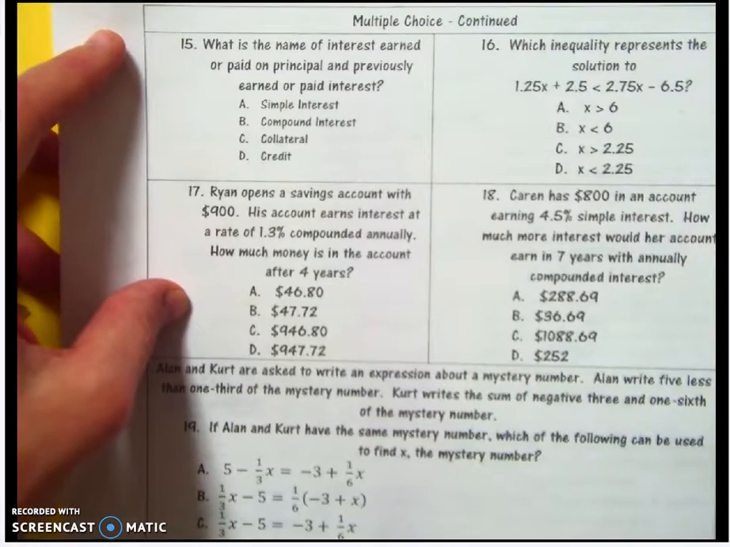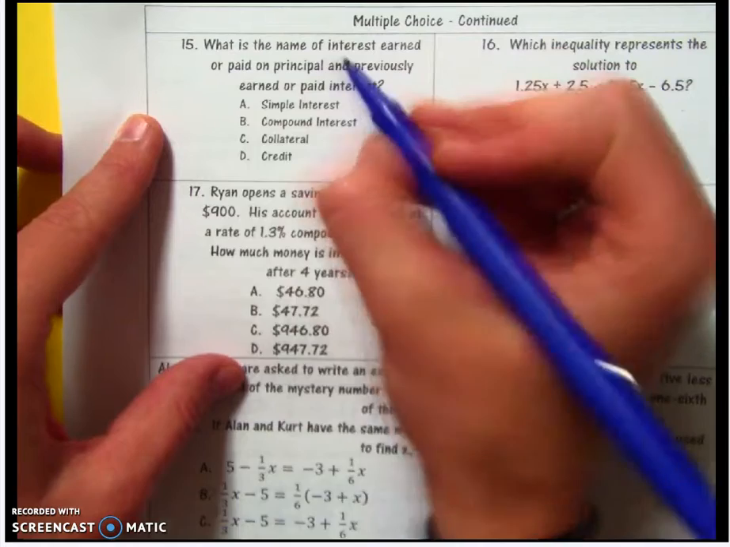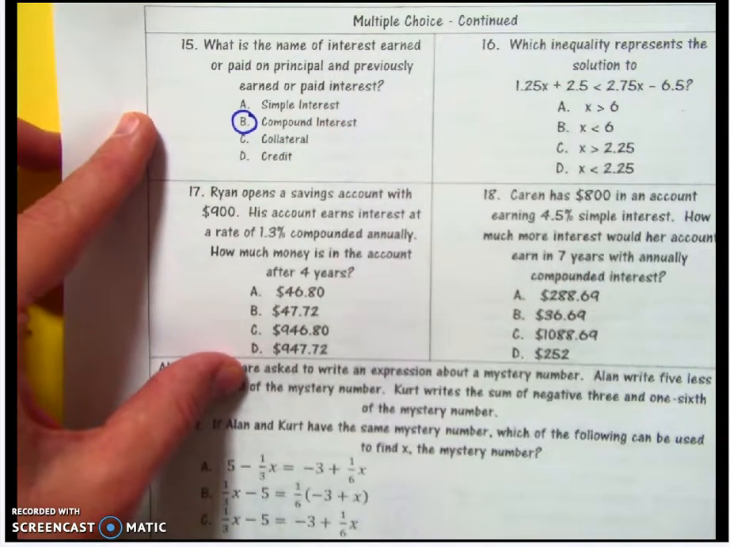All right, 15 is vocabulary. What is the name of interest earned or paid on principal in previously earned or paid interest? So this is compound interest. Compound interest is when you get interest on the interest.